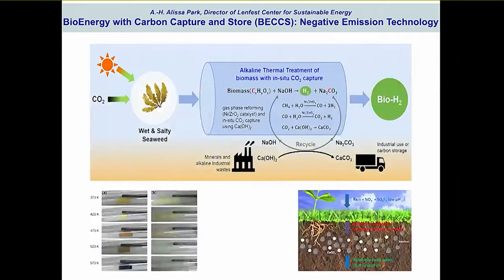Kind of interesting. Another area, as talked about, is BECCS, bioenergy with carbon capture and storage. That's one of the negative emission technologies. One of the technologies we are looking at is, can we convert wet and salty biomass, which people don't like to work with, into hydrogen? That's one of the green hydrogens we can make, and can we do that while capturing CO2? That's another technology we're developing.